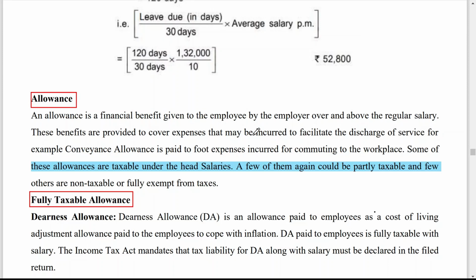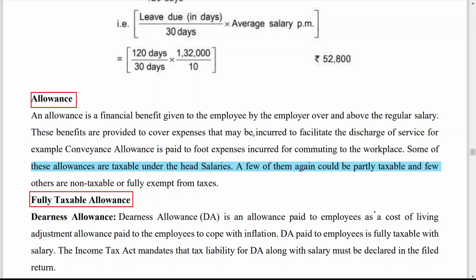In this video, we are going to discuss different allowances. Now, in allowances, there are certain allowances which are fully exempt from tax. There are certain allowances which are partially exempted and partially taxable, and there are certain allowances which are fully taxable also. So, first of all, we will understand what allowances are.